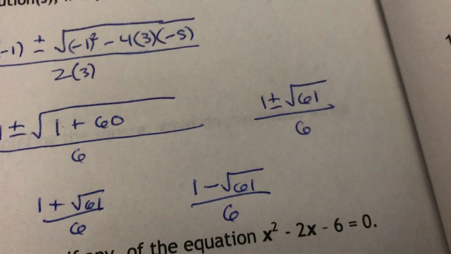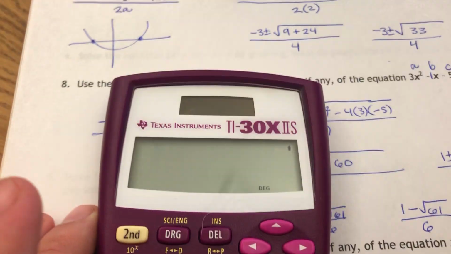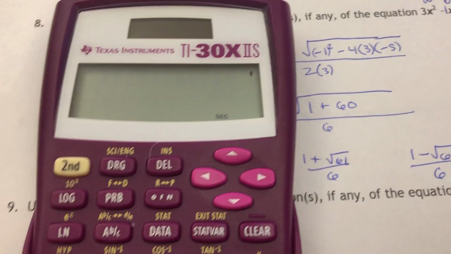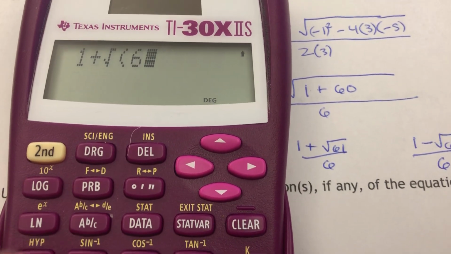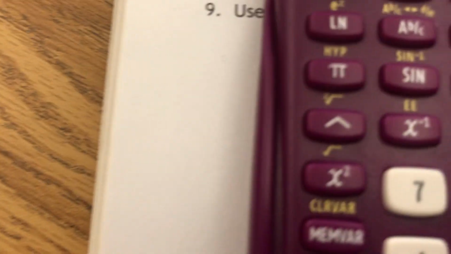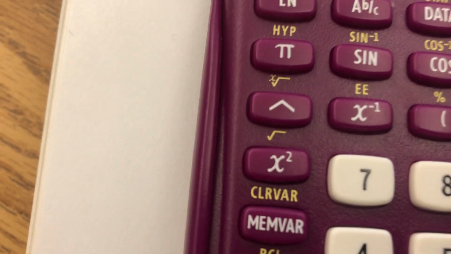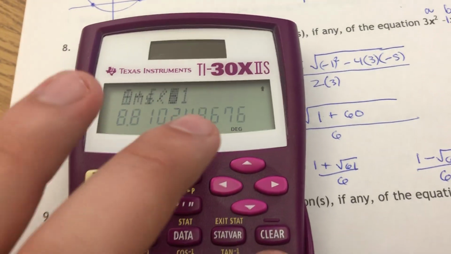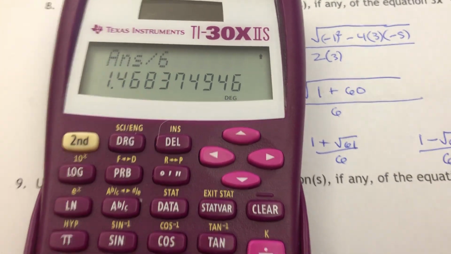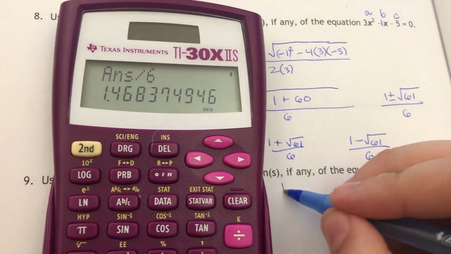So what I would want to do is just come to my calculator now. 1 plus the square root of 61. By the way, on this calculator, the square root button is right over here. You have to press second and then the x squared. Press equals and then divide by 6, and I get 1.468 whatever.